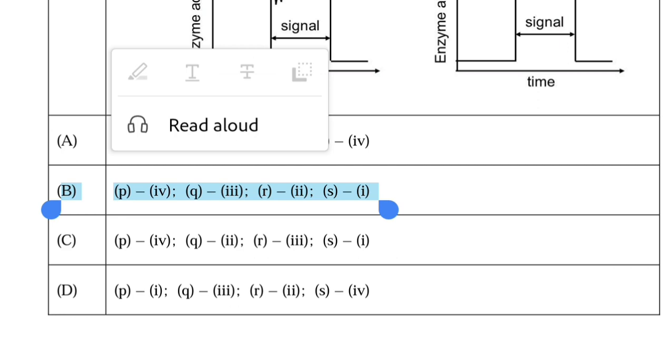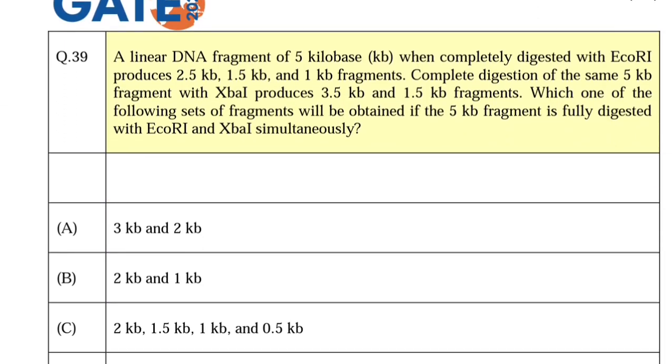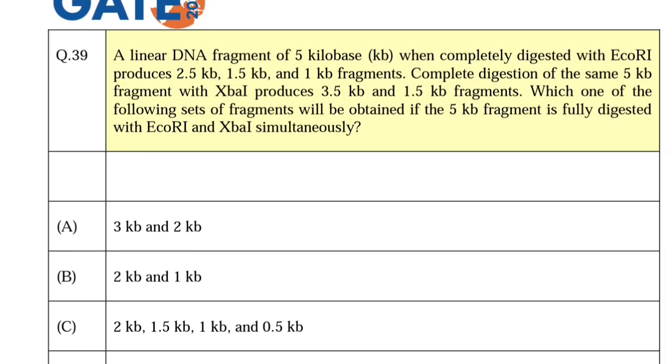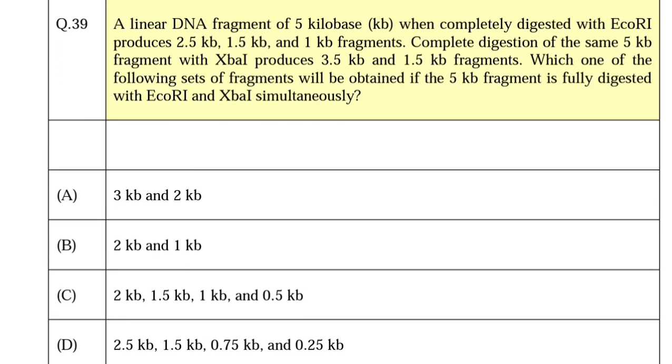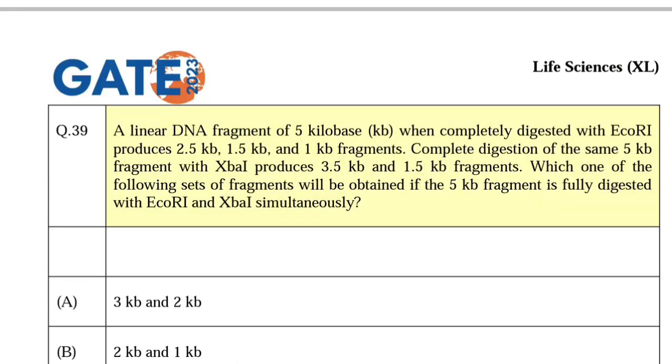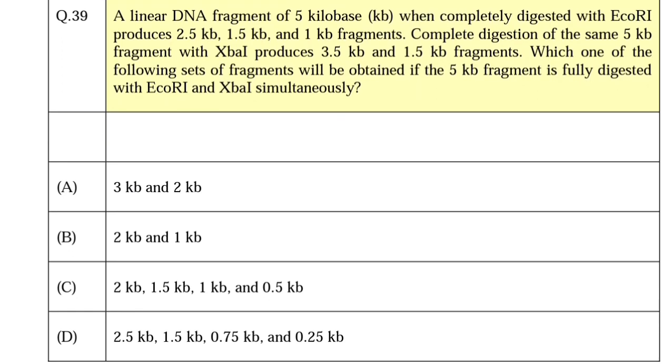Q.39. A linear DNA fragment of 5 kilobase (kb), when completely digested with EcoRI, produces 2.5 kb, 1.5 kb and 1 kb fragments. Complete digestion of the same 5 kb fragment with XbaI produces 3.5 kb and 1.5 kb fragments. Which one of the following sets of fragments will be obtained if the 5 kb fragment is fully digested with EcoRI and XbaI simultaneously?